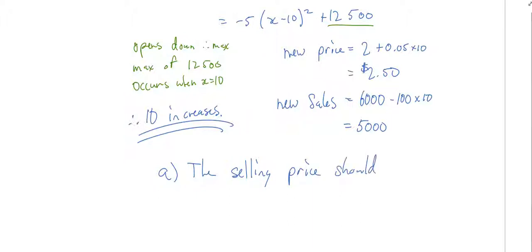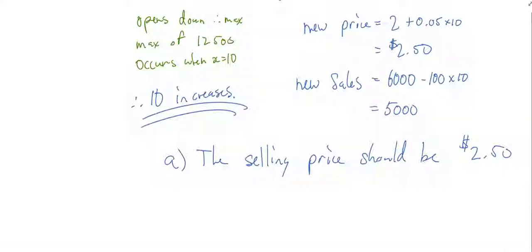And question B is, what is the maximum monthly revenue? The max revenue is 12,500. And it occurs at 5,000 sales, $2.50 per sale. Everything all adds up, hopefully. In this case, it does.